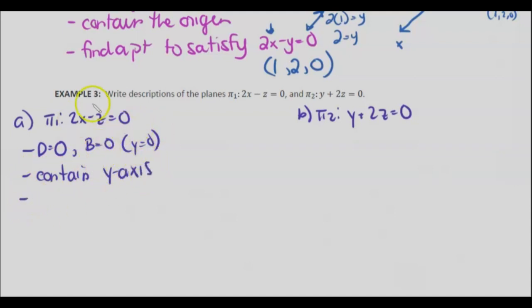And this is, again, basically linear. So we're going to cut along the line 2x minus z equals 0. Again, we're going to include the origin.